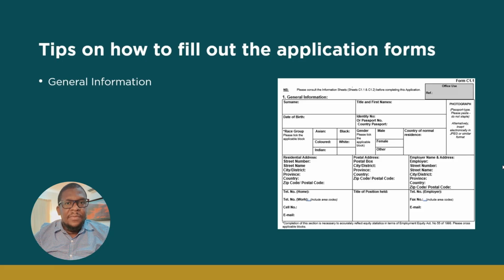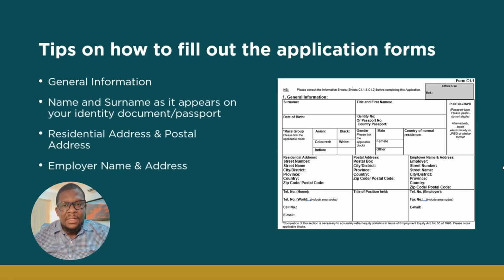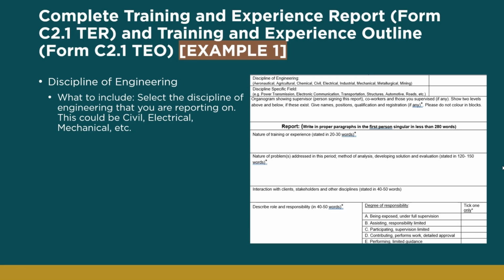The first part of the form consists of the general information, where you have to put your name as per your ID or your passport, and your residential address. You also have to include your employer's name and address. Now, completing the training and experience form, you have to select the discipline of engineering that you are reporting on. This could be civil, electrical, or mechanical. For example, if it's a civil engineering qualification that you have, you will enter civil engineering.